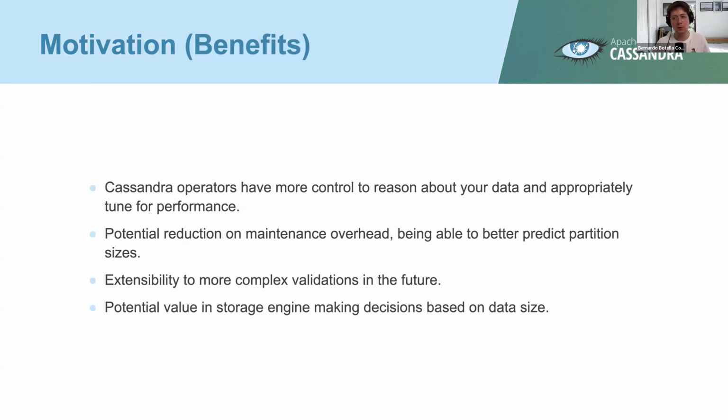All right, so why is this beneficial? What comes with this? Basically, more information about your data model will give you more control over the decisions that you make. So Cassandra operators can tune for performance a little bit better if they have more information about what's actually going to be on your rows.